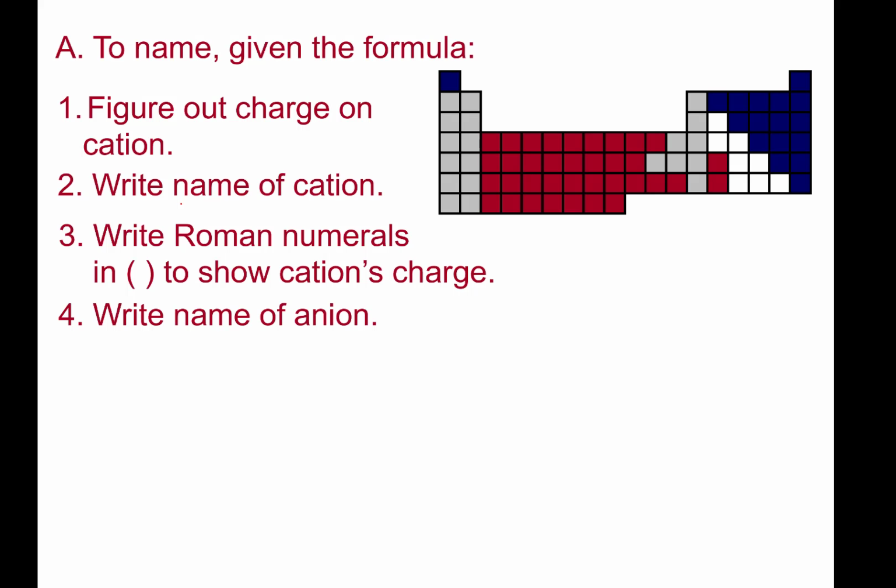So to name them, given the formula, first you figure out the charge on your cation, then you write the name of the cation, then you write Roman numerals in parentheses, not brackets, to show the cation's charge, and finally write the name of the anion. So we have 4 examples we're going to look at. So first we have FeO.